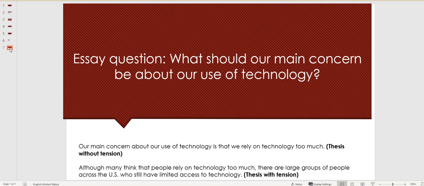So as you're drafting your thesis statement and you're responding to the question, I've offered two examples of thesis statements on this slide, and right now I'm going to talk about which one works better than the other one. But before I do that, you'll notice that I use language from the essay question. And that's okay to use language from the question. Our main concern about our use of technology should be, and I complete the question.